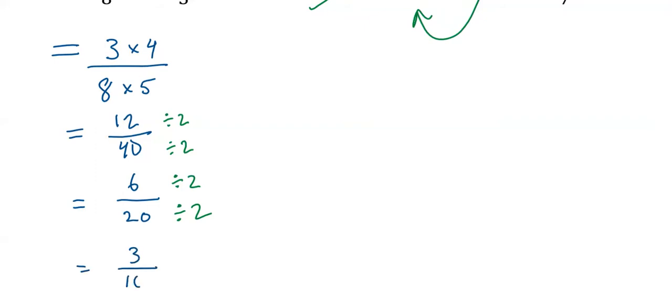I could have divided by 4. And I'm going to show that. 12 over 40 divided by 4, divided by 4. 12 divided by 4 is 3. 40 divided by 4 is 10. You always get the same answer. This took 2 steps. It's fine. But if you could find a bigger number that goes into it, do that because it's just fewer steps.